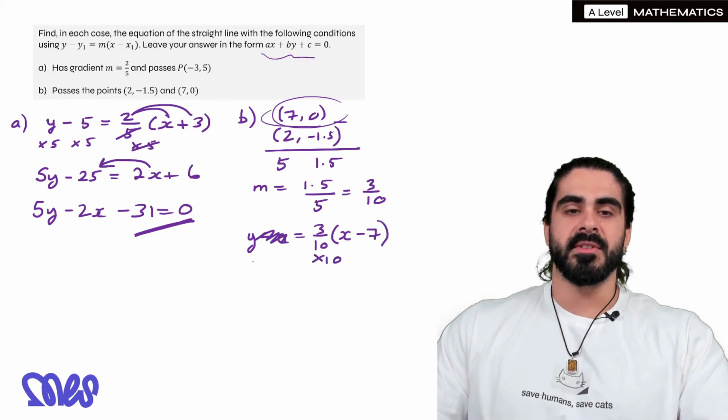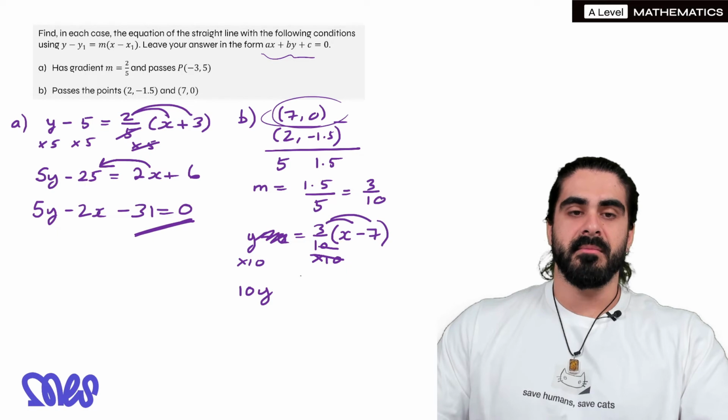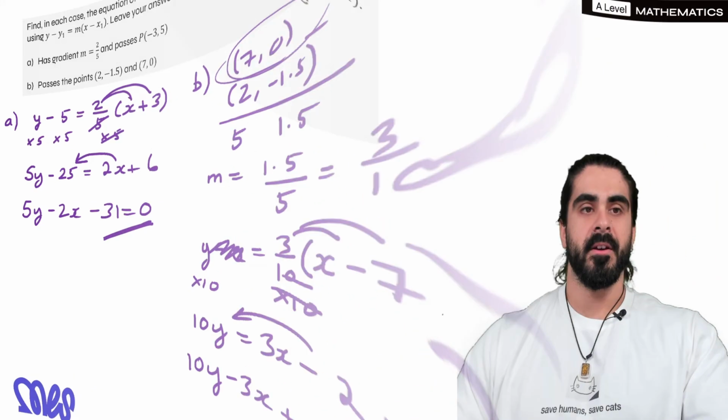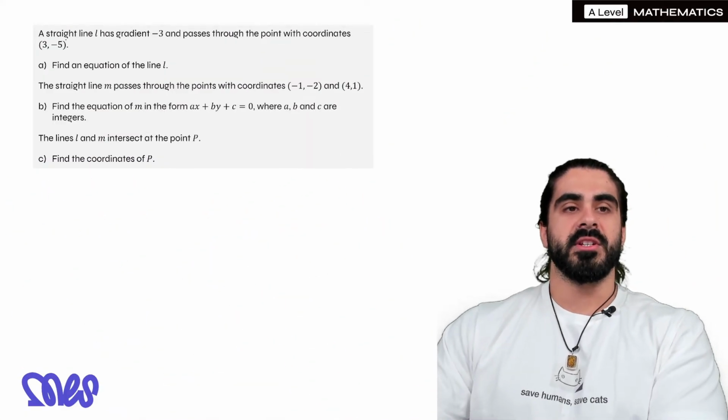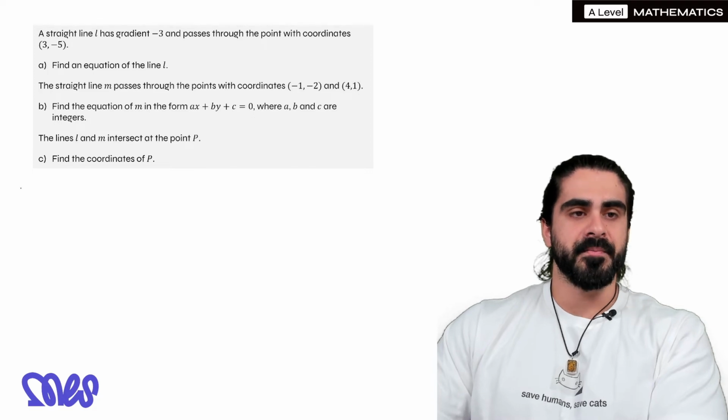We only need to times both sides by 10 here then. So you have 10y. The 10s cancel. 3x minus 21. Then move everything to the left. That is our solution. This is applied to an exam question. It says a straight line L has gradient minus 3 and passes through the point with coordinates 3, minus 5. Find an equation for L.